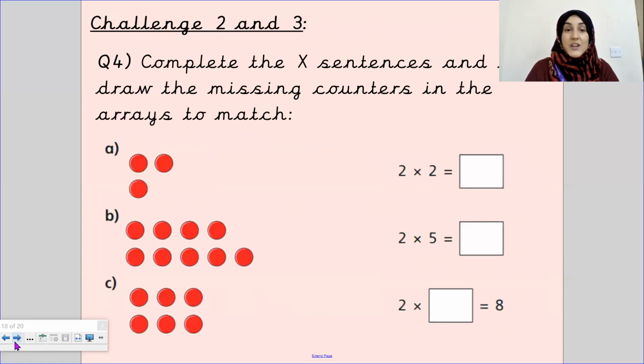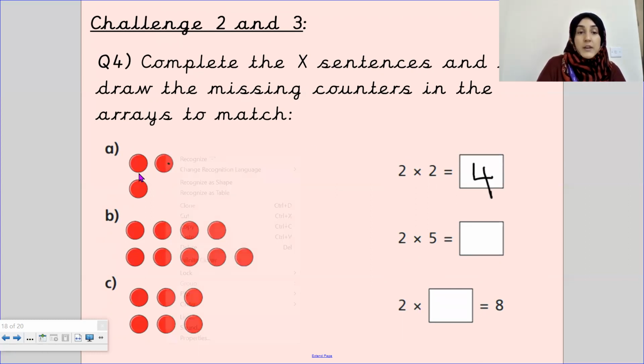Okie dokie, moving on to question number 4. Now this is for challenge 2 and challenge 3, children. So it says complete the multiplication sentences and draw the missing counters in the arrays to match. For example, okay, we have A. First, you need to find the answer to 2 multiplied by 2. So what is 2 multiplied by 2? Show me your fingers. What is 2 lots of 2? Well done. 4.